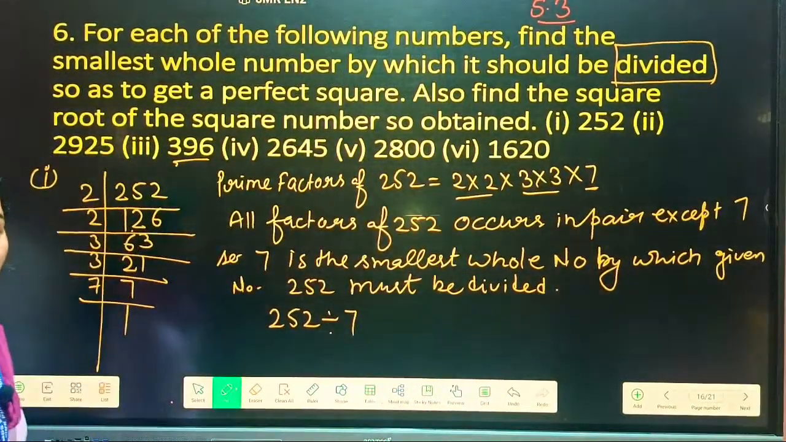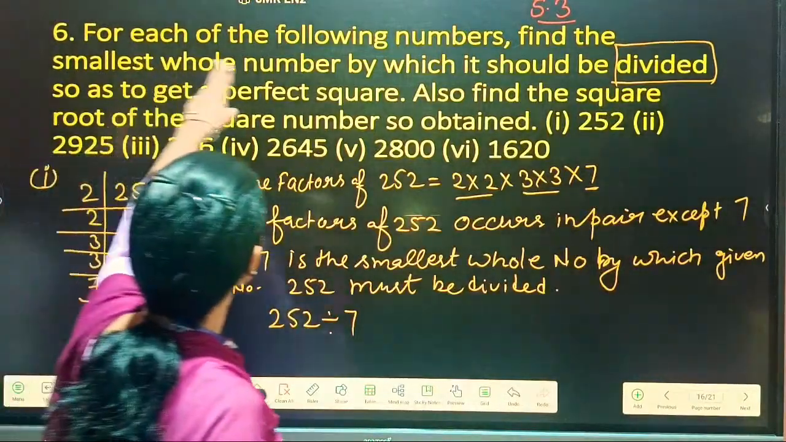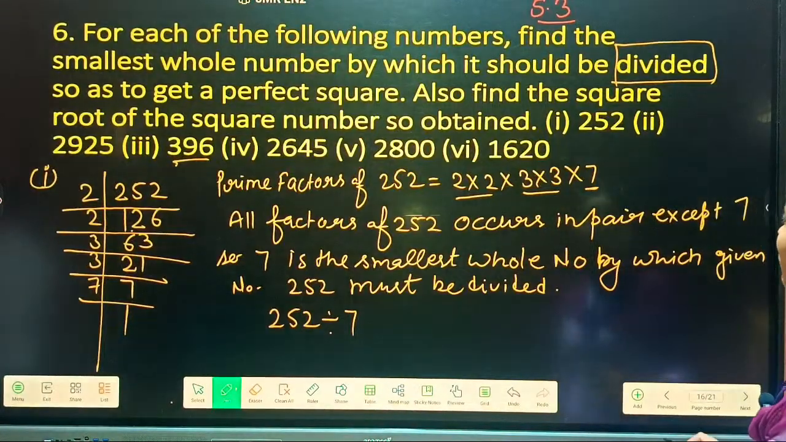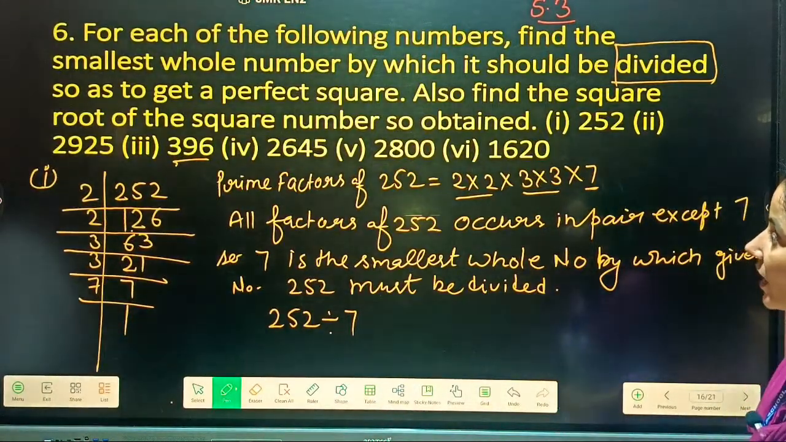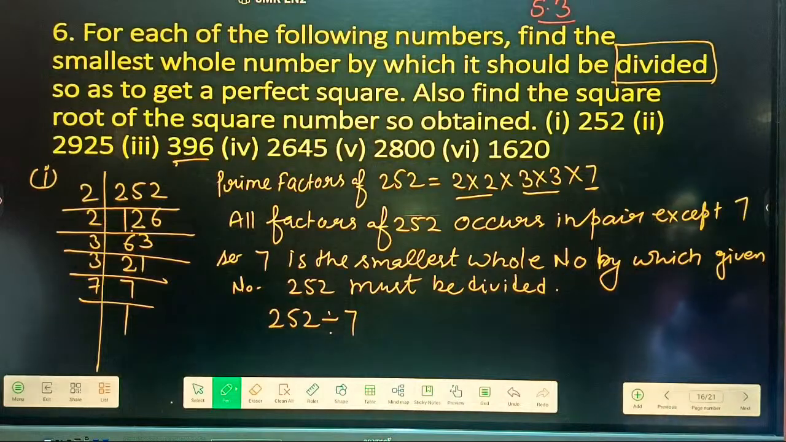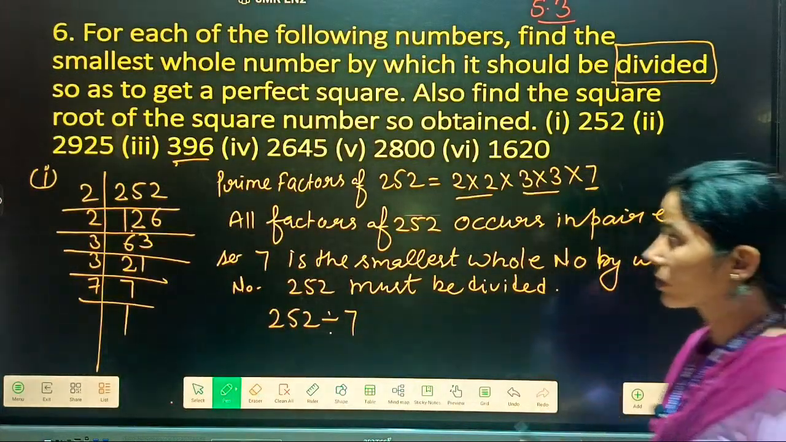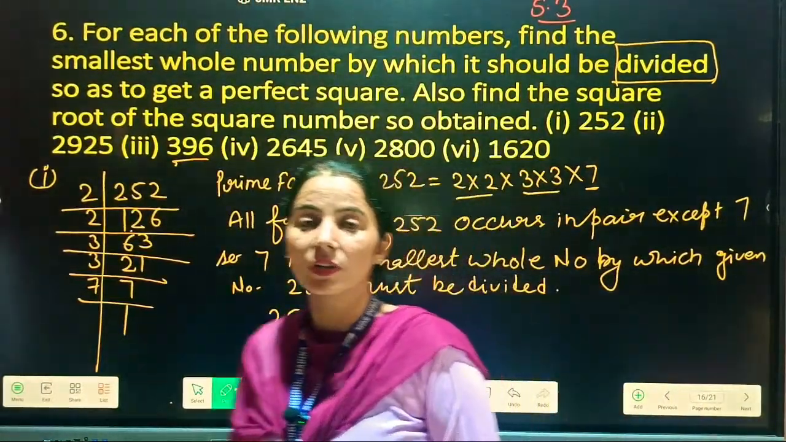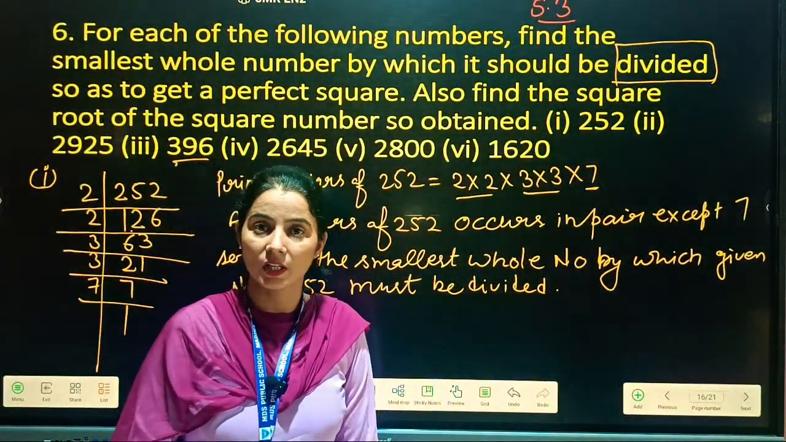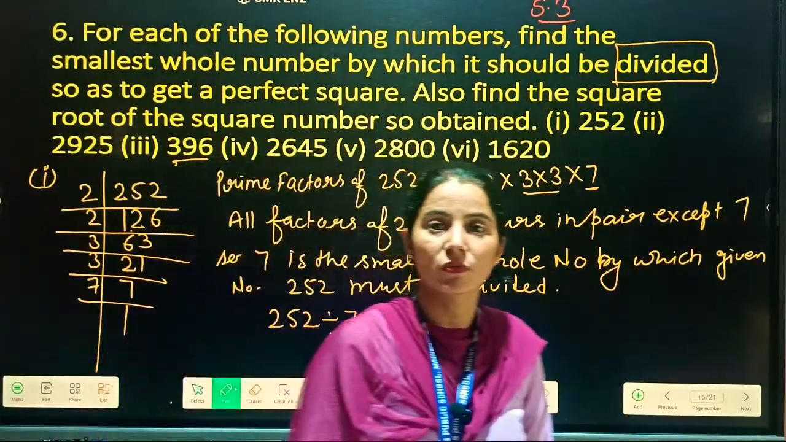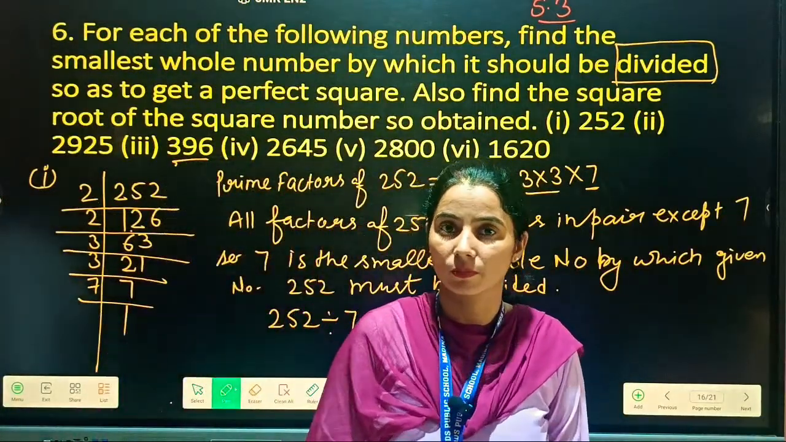And question number 6. What is question number 6? For each of the following numbers, find the smallest whole number by which it should be divided so as to get a perfect square number. Also find the square root of the square number so obtained. In this question, we have to find one smallest whole number by which we have to divide our given number to obtain a perfect square number. And after that, we have to find the square root of the number so obtained.